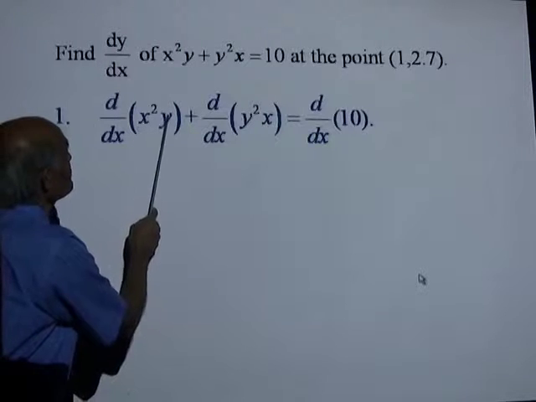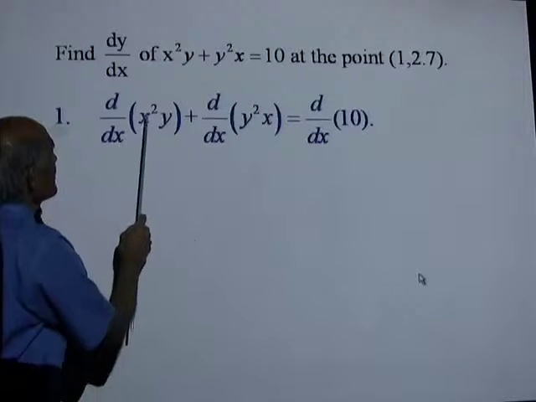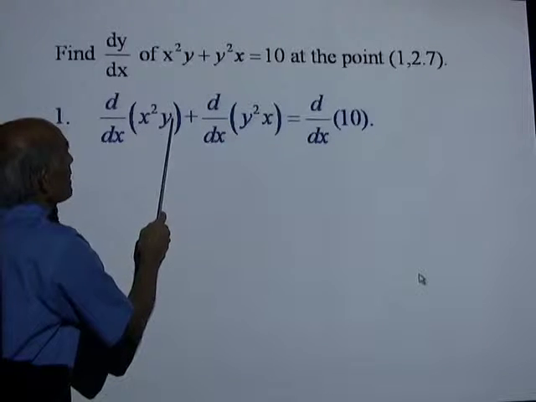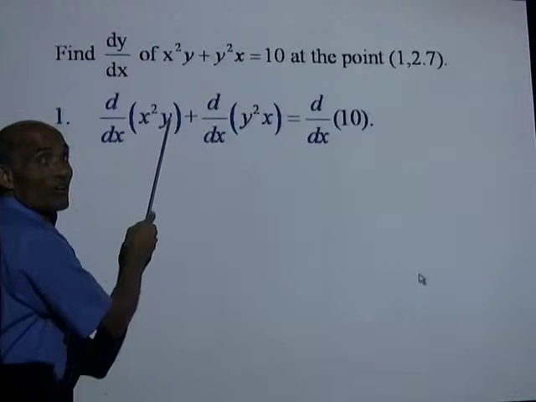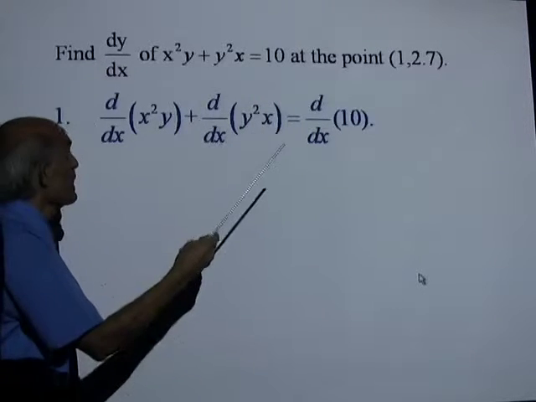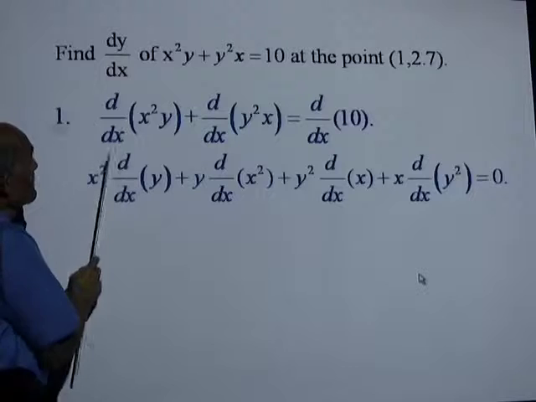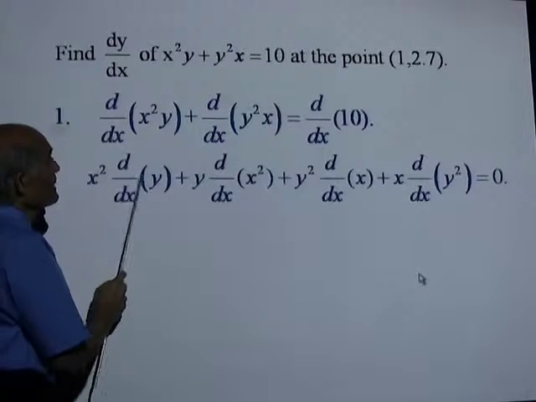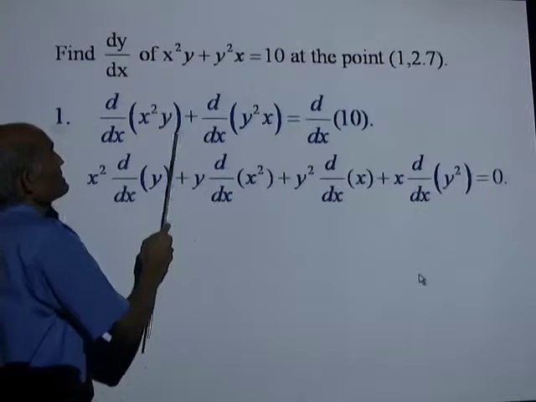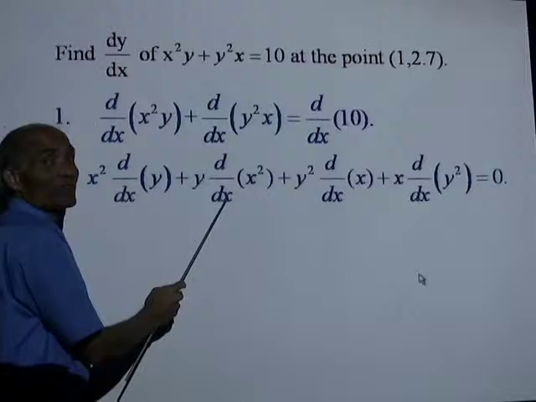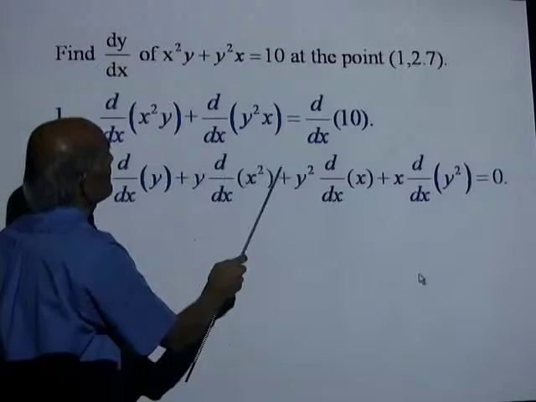Derivative of x squared y with respect to x will be x squared times the derivative of y with respect to x. What is the derivative of y with respect to x? It is dy by dx. So that will be x squared times the derivative of y with respect to x plus y times the derivative of x squared with respect to x. We finished with the first term.